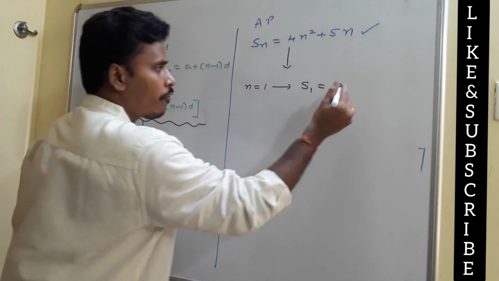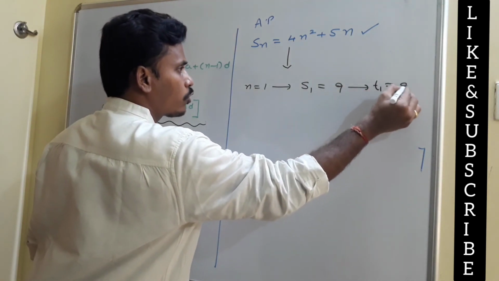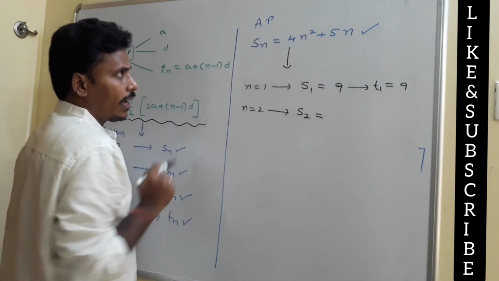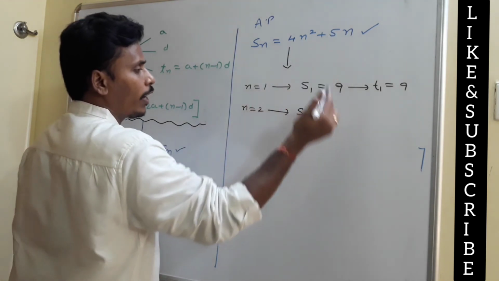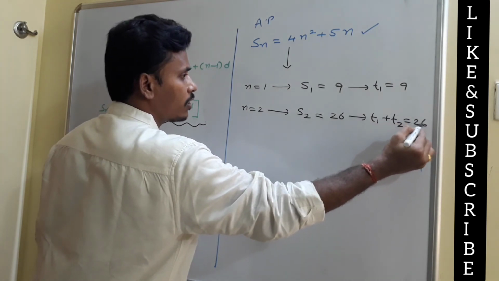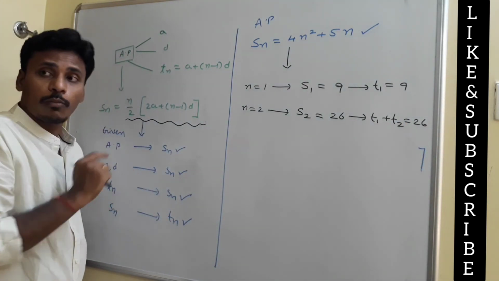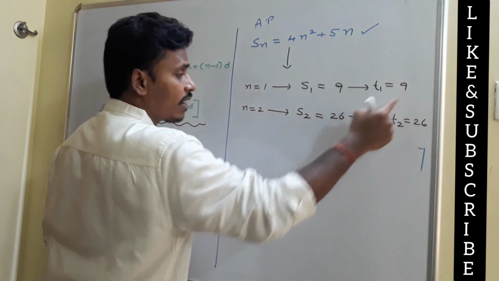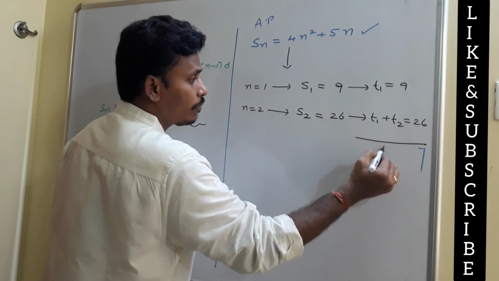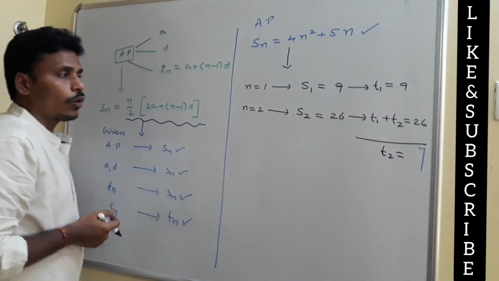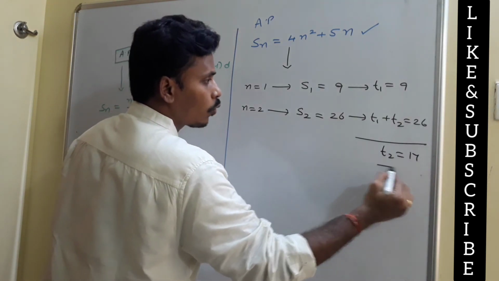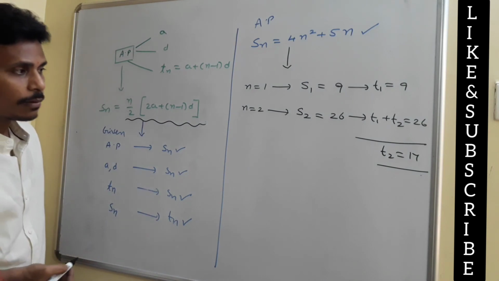S1 is 9, sum of the first term, from there T1 is equal to 9. And now if you replace n with 2, S2 is equal to 2 square, 4 fours are 16, and then 5 twos are 10, and that is 26. That is, the sum of the first two terms is 26. Just have a look at this. S2 means sum of the first two terms, right? So T1 is 9, T1 plus T2 is 26. Now if you go with subtraction from these two, you will get that T2 is equal to 26 minus 9. 26 minus 9 is 17. The second term is 17.